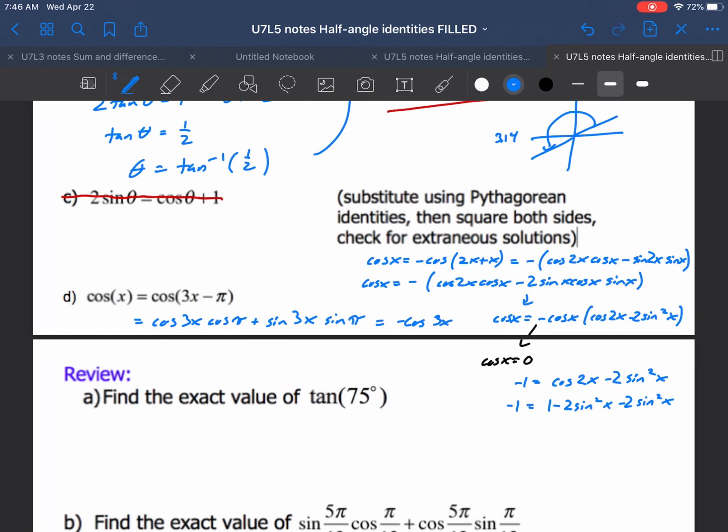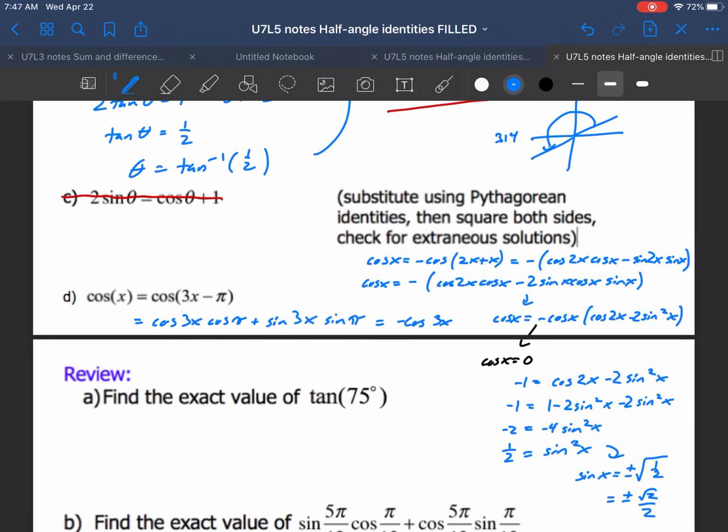So that means that -2 is equal to -4 sine squared x. So 1/2 is equal to sine squared x. So that means that sine x is equal to plus or minus the square root of 1/2, which is plus or minus the square root of 2 over 2.